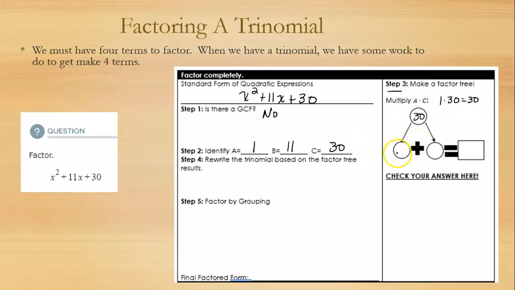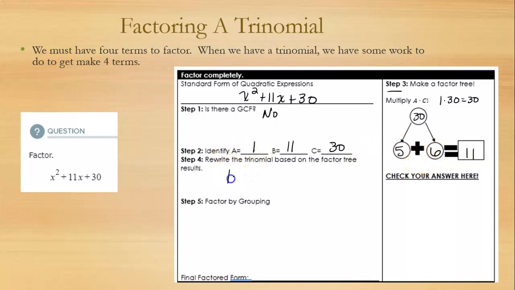And then there are lots of options for things that multiply to be 30. 1 and 30, 2 and 15, 3 and 10, and so on. But I'm looking for two numbers that add to be 11. The numbers you should have come up with are 5 and 6. I don't need to worry about negatives. Those can both be positive.